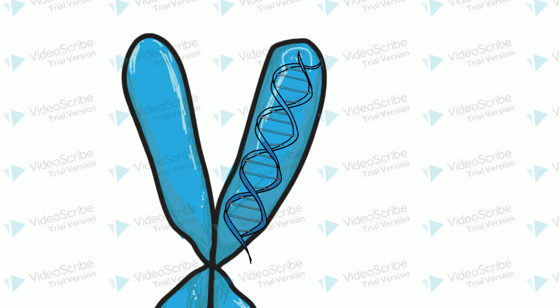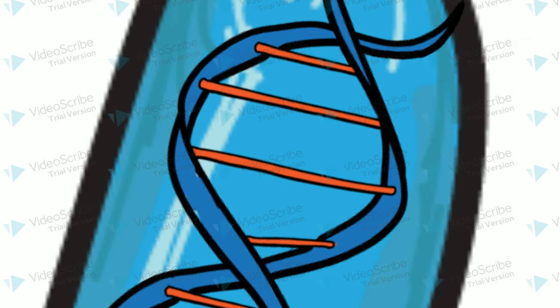Sometimes the mutation occurs in the DNA sequence itself. If a mutation occurs in your DNA, the result can range from no effect at all to serious diseases such as sickle cell anemia. So how is this possible?